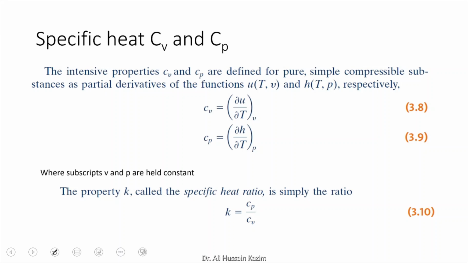Next comes specific heat, Cv and Cp. So specific heat Cv is the energy per unit mass per unit temperature, keeping volume constant. Cp is energy per unit mass per unit temperature with pressure constant. So if we have internal energy as a function of temperature and specific volume, and we take the derivative of that internal energy with respect to temperature, keeping volume constant, that becomes Cv.